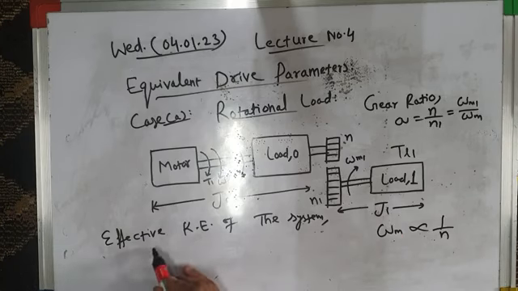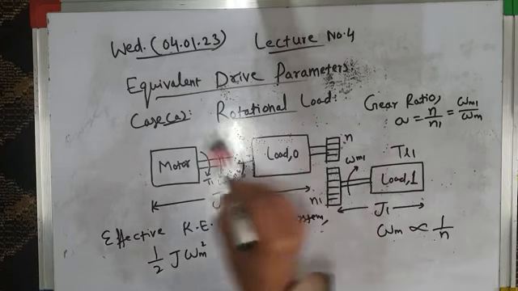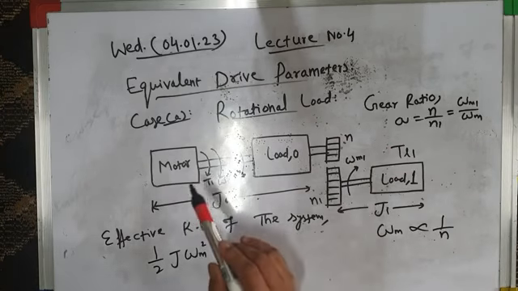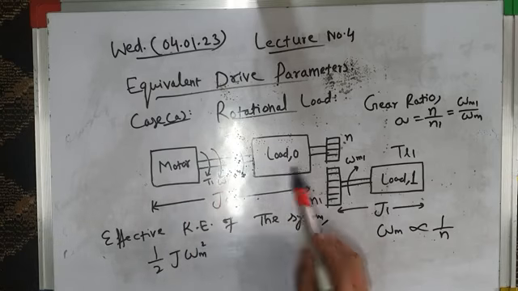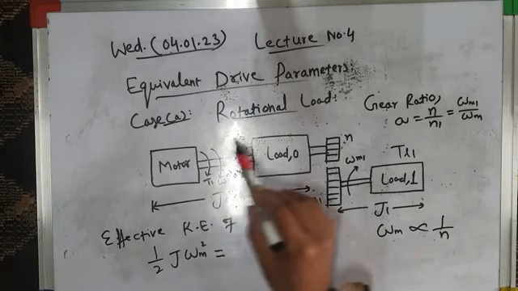Effective kinetic energy of the system is given by this relation, half of J into omega m square. J is the total moment of inertia of the whole system, which includes the moment of inertia of motor, load 0 and load 1. And the formula for kinetic energy is half of moment of inertia into speed square, half of J into omega m square. Now, we split this kinetic energy into two parts.